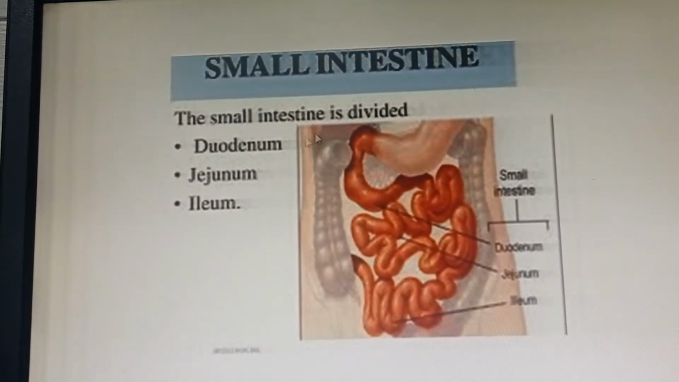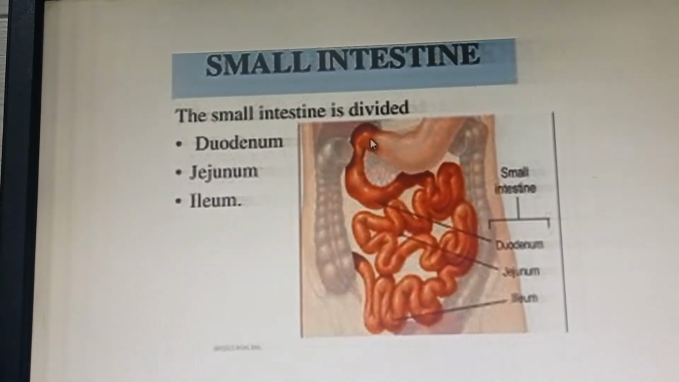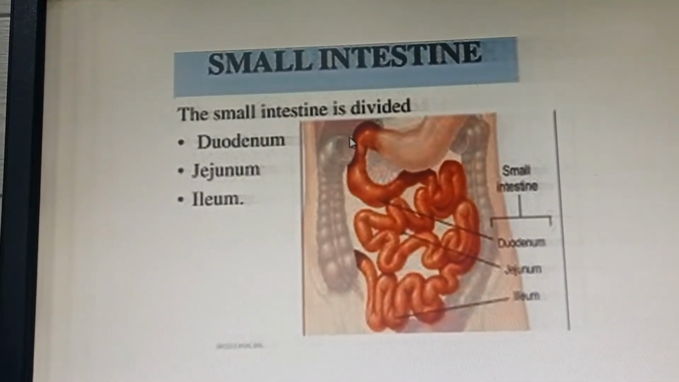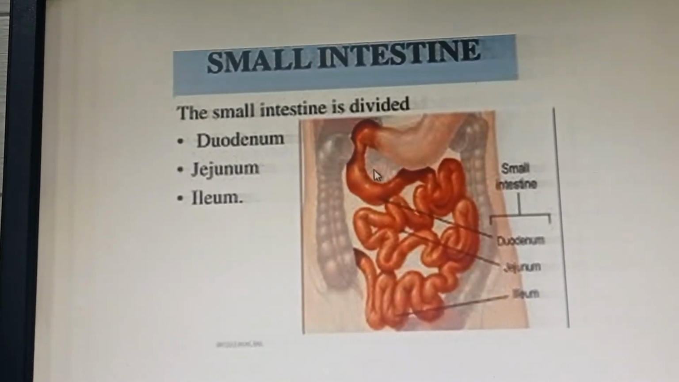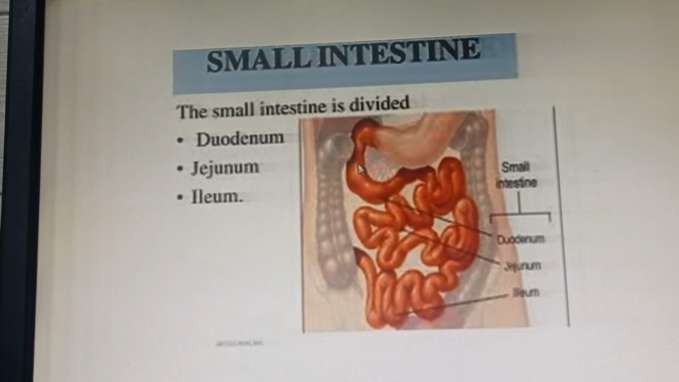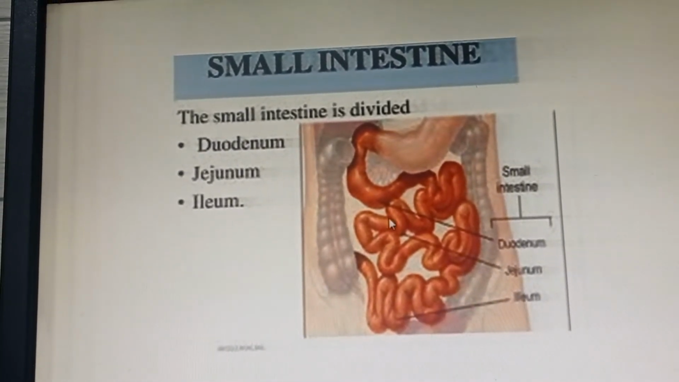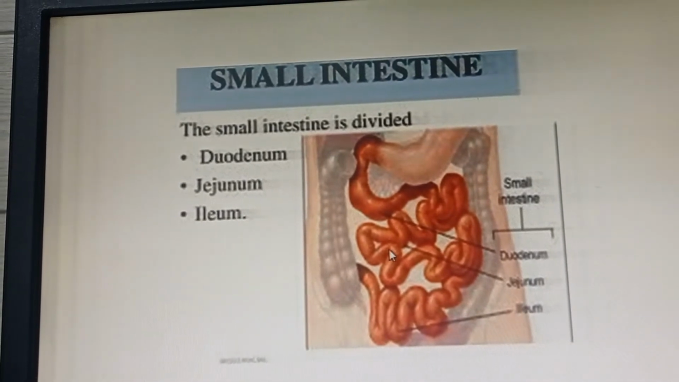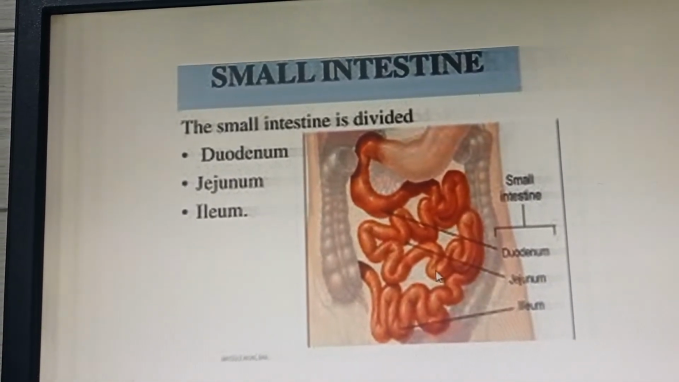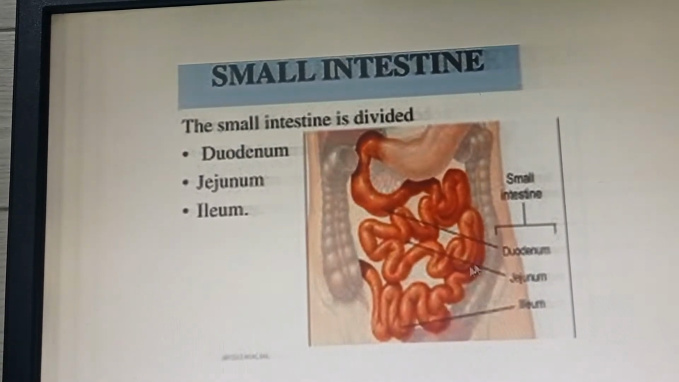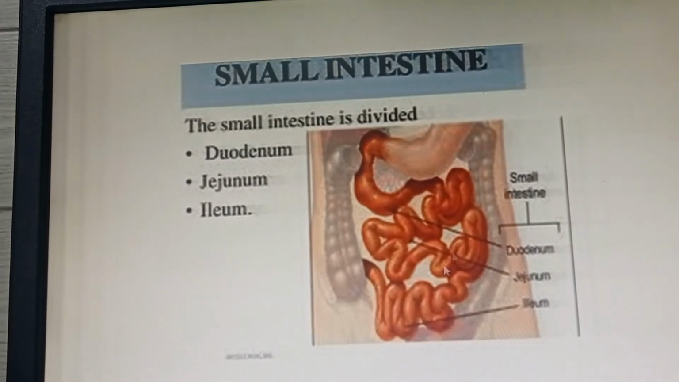Small intestine, the parts duodenum, jejunum, and ileum. The stomach connects with duodenum, then it turns around the head of pancreas. This is pancreas. So it takes a turn around the head of pancreas. Then this first twist or coil or fold is the jejunum on the right side of abdomen. Then again a twist or coil at the left side of abdomen, which we call ileum. This is ileum.